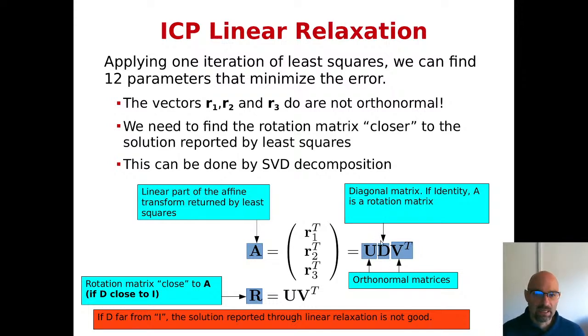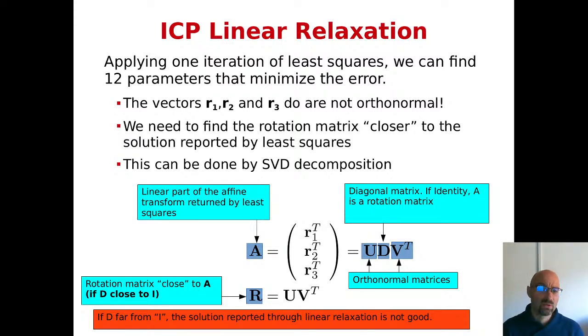Now, if D is an identity, then we have found a perfect approximation of a rotation matrix, but in general D is not an identity. So what is typically done is to look at D, whose components will be as far off from the identity as the approximation is bad. If it is too different from the identity, we know that what we have is not a valid solution, because we have too much noise and linear relaxation didn't bring us something good.